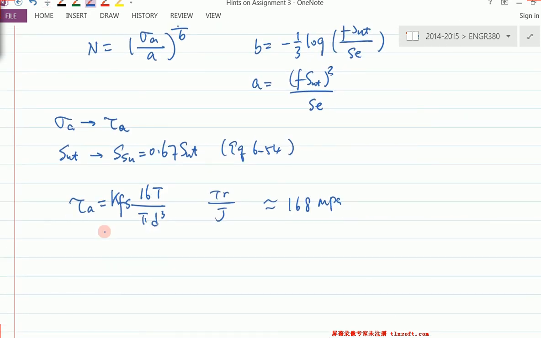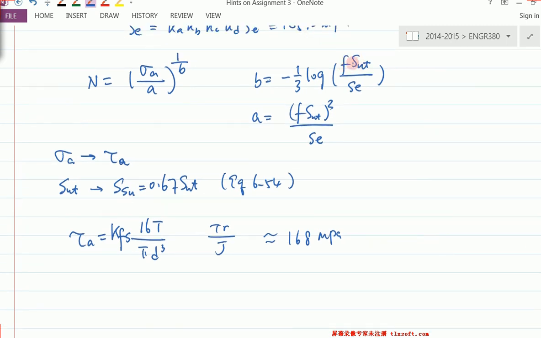So now we got tau A, and for the B here, SUT is replaced with SU. Same for the A out here, calculate B and A. Plug it in, and you calculate the N there. So the N is approximately this much.